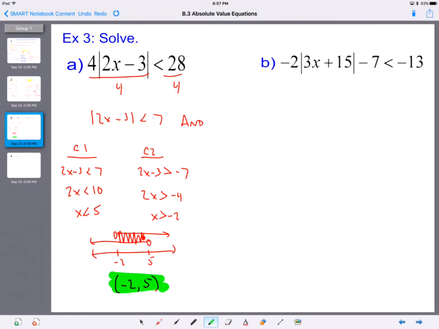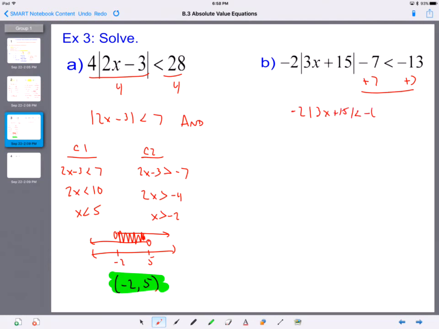And there you go. Alright, let's go ahead and look at the second one now. If you want to pause and try this one on your own, that's not a bad idea. So I'm going to go ahead and get started. We're going to add 7 because we have to once again isolate the absolute value.